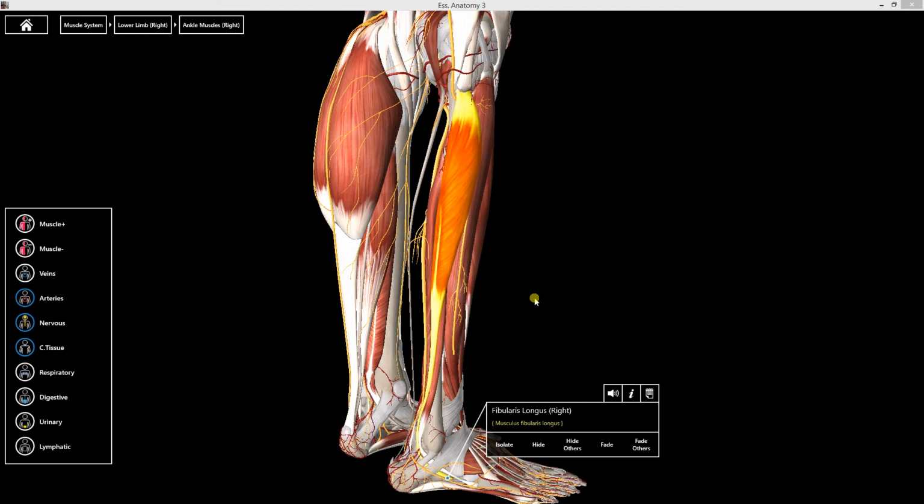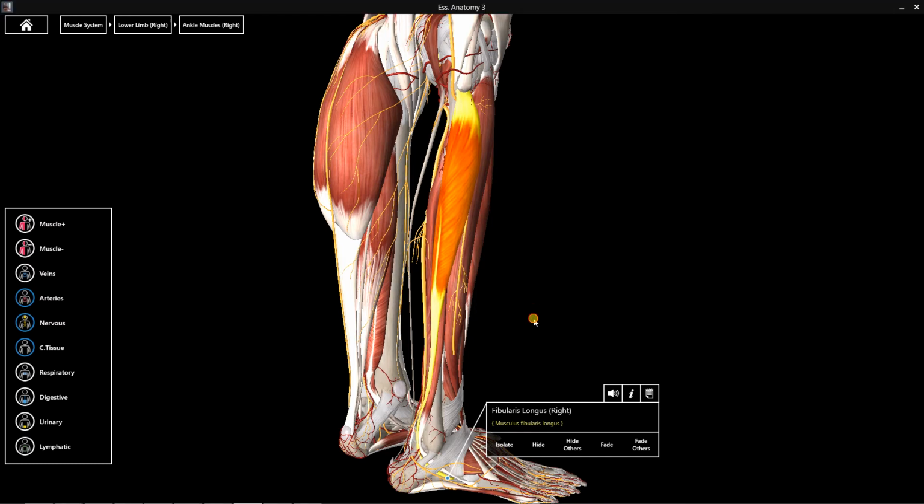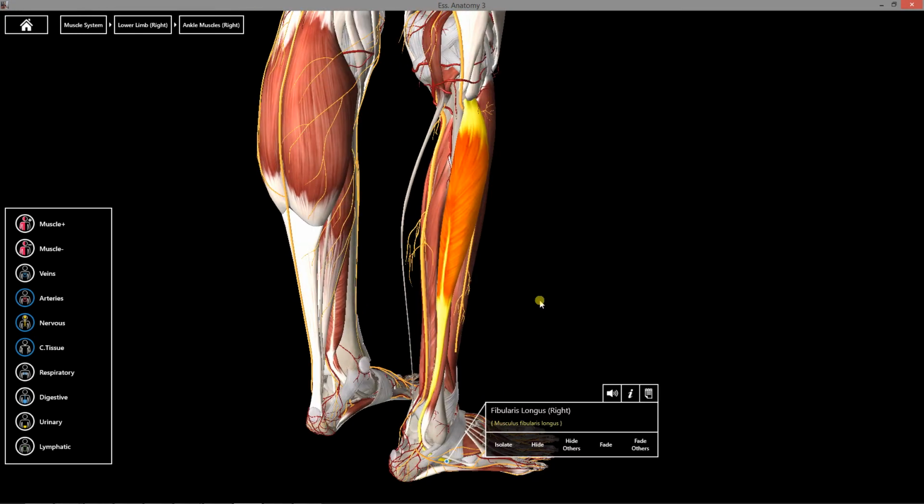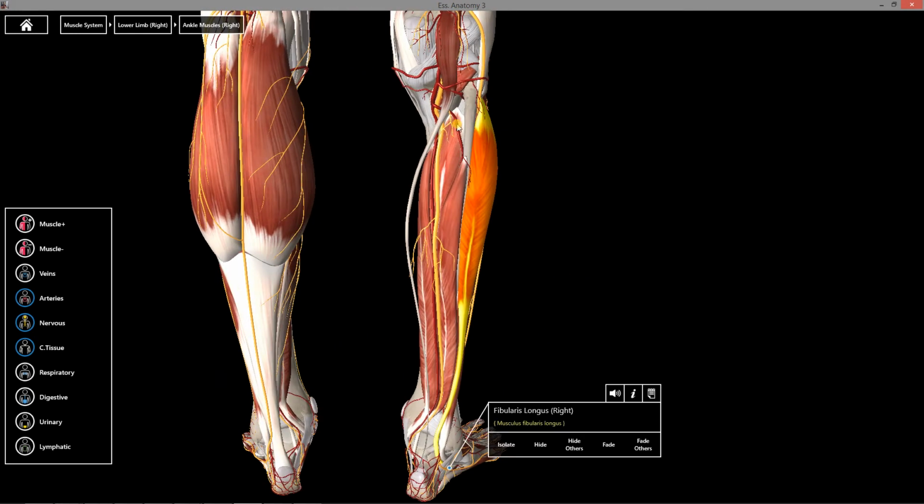So just starting with the lateral, which there's only two muscles, and they are responsible for ankle eversion. The one I currently have highlighted is the fibularis longus, or the peroneus longus. This inserts onto the medial aspect of the calcaneus, and it originates from the fibula.